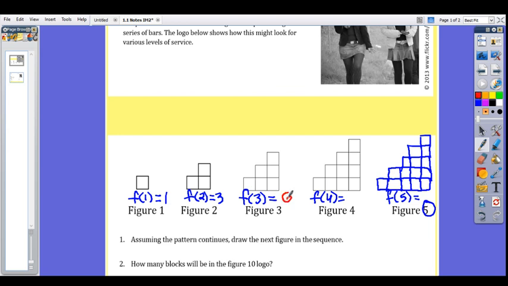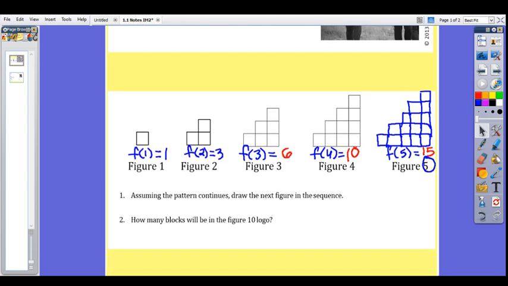So I have 6 of them, and then these are 10 of them, and then these are 15, correct? So then let's find out what it wants. It is asking, assume that the pattern continues, then draw the next figure in the sequence, which we did. And we also figured out how many squares there are in that.